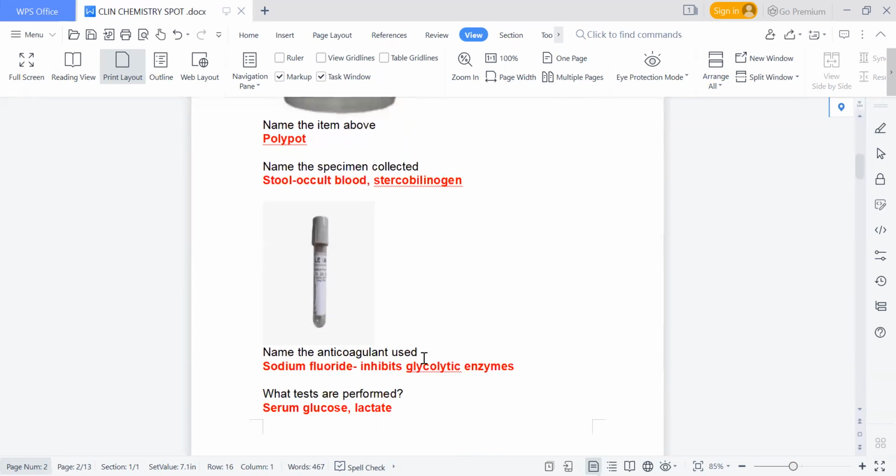Name the anticoagulant used in the J-top Vacutainer. It's sodium fluoride. Sodium fluoride inhibits glycolytic enzymes, so it's useful in performing serum glucose tests and lactate tests.